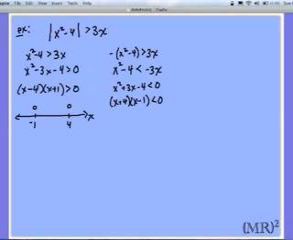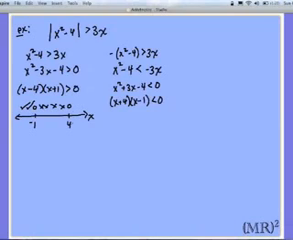If x was 0 here, 0 squared is 0, minus 3 times 0 is still 0, and I'd have negative 4. But negative 4 is not bigger than 0, so all of this area will not work in my inequality for this side. I'll test a number smaller than negative 2. Negative 2 squared is 4, 4 minus 4 is 0, and negative 2 times negative 3 is a positive 6, which is bigger than 0. So this side will work.